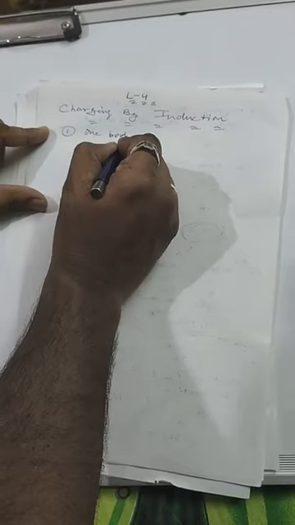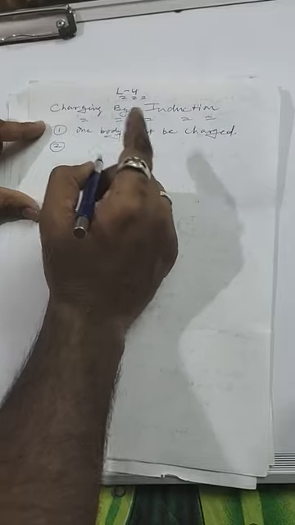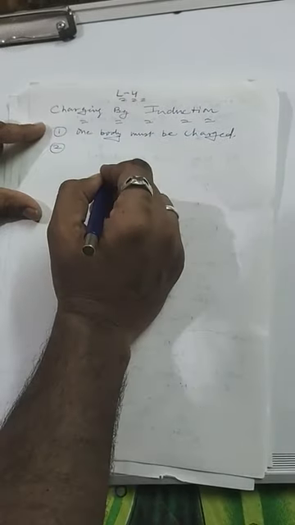Number one thing, like conduction, one body must be charged. एक बॉडी पे पहले से चार्ज होना चाहिए. One body must be charged, right? Number two, conduction or friction, both are permanent processes.